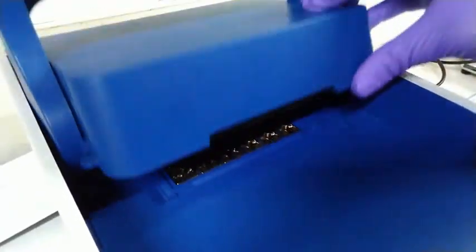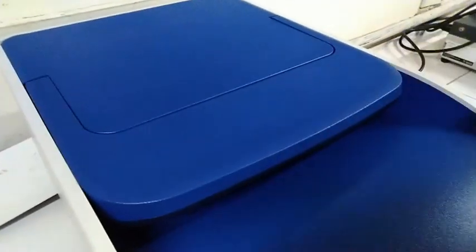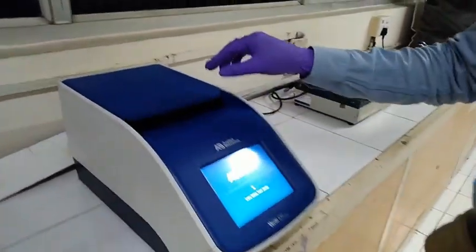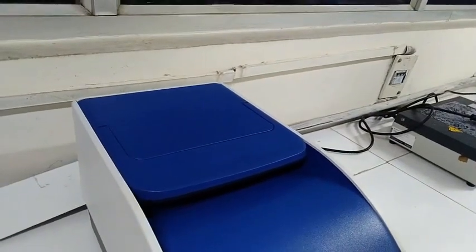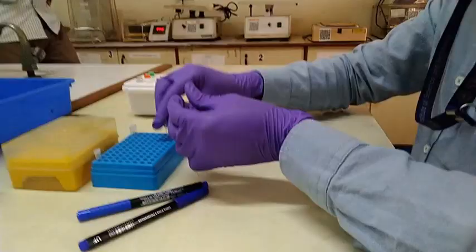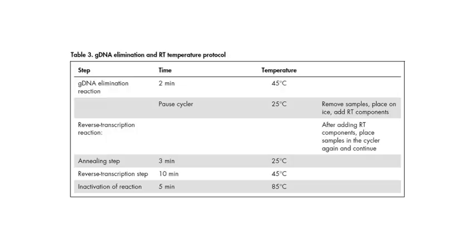Then that tube should be placed in the thermocycler. In the thermocycler, the temperature you have to set is: for annealing, 25 degrees Celsius for 3 minutes; reverse transcription step, 10 minutes at 45 degrees Celsius; and inactivation of the enzyme is done at 85 degrees Celsius for 5 minutes.